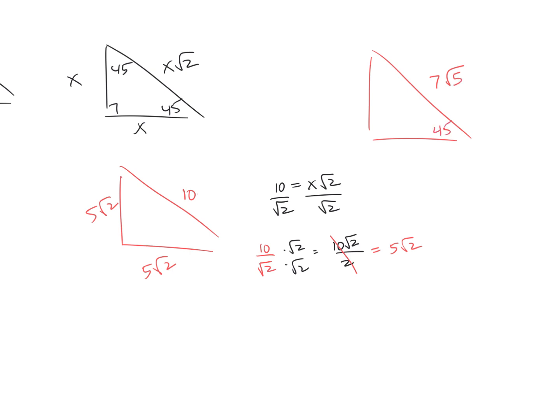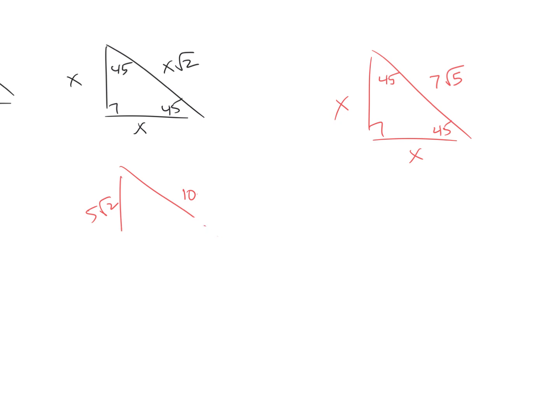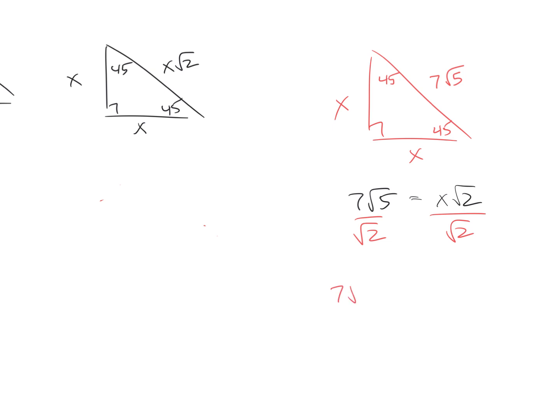Okay, so what if I gave us 7 root 5? And this is a 45, 45, 90. And I'm curious what those legs are. What would be our setup? 7 root 5 equals what? Yeah, 7 root 5 equals x root 2. What are we going to do to get x by itself? Divide by root 2. And then I get all mad that we got a root 2 in the bottom.